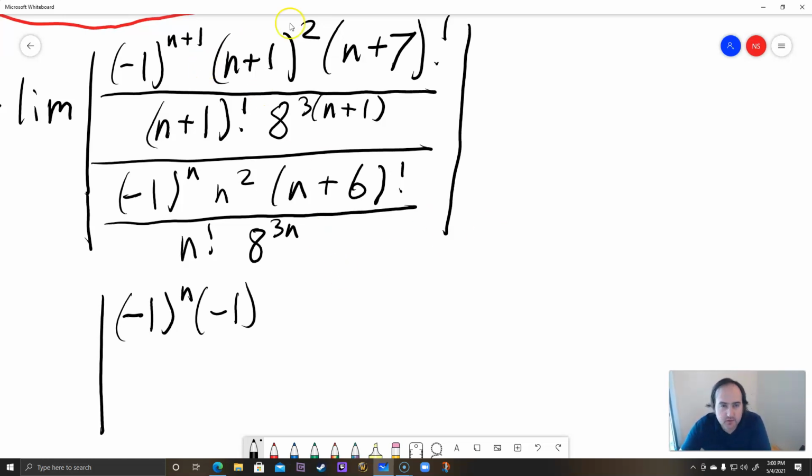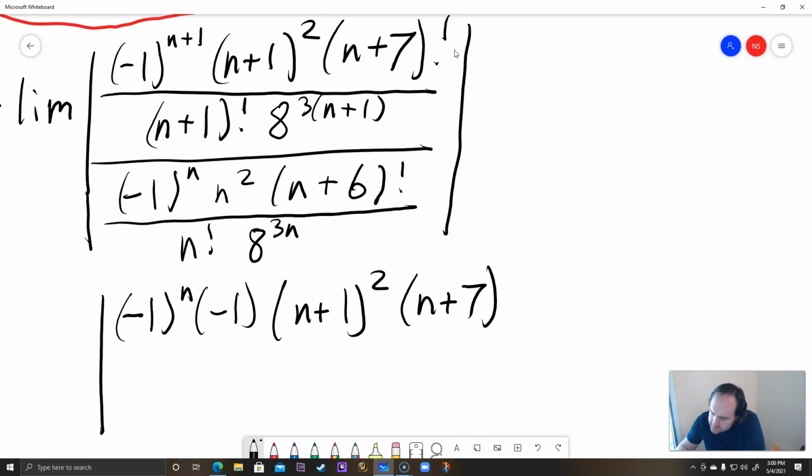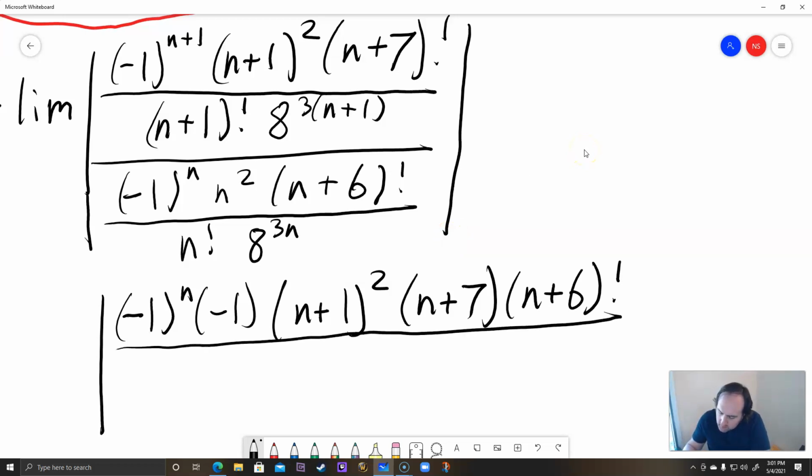And then for the (n plus 1) squared, we're just going to leave it that way. So we're still going to have an (n plus 1) squared here. For the (n plus 7) factorial, we can write that as (n plus 7) times (n plus 6) factorial, because we know that (n plus 6) factorial is going to cancel with this one down here. And then in our denominator here, the (n plus 1) factorial can be rewritten as (n plus 1) times n factorial, and that n factorial is going to cancel out.